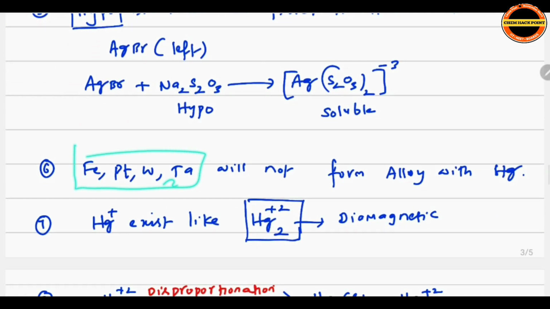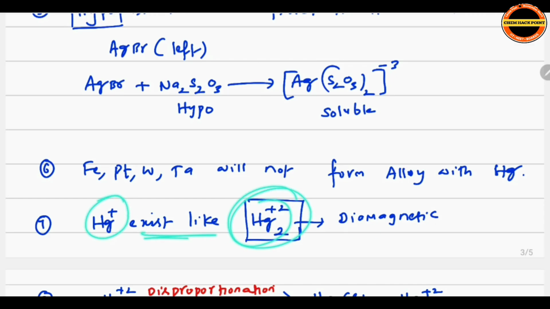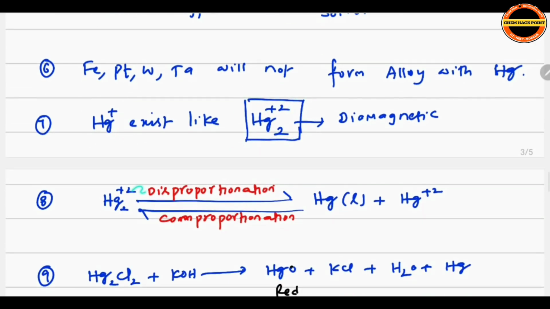Iron, platinum, tungsten, tantalum will not form an alloy with mercury because of less affinity towards mercury. Hg2 2+ exists as a dimer like this, which is diamagnetic in nature. Hg2 2+ undergoes disproportionation to form Hg liquid and Hg 2+. Disproportionation means the same element undergoes oxidation and reduction and forms different oxidation states.